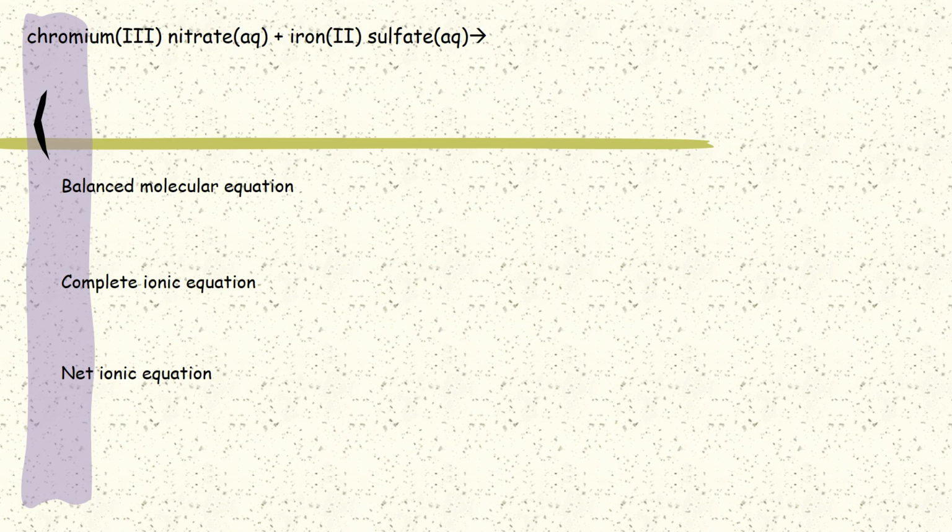So I have chromium 3 nitrate reacting with iron 2 sulfate. So I want the balanced molecular equation, the complete ionic equation, and the net ionic equation for this.